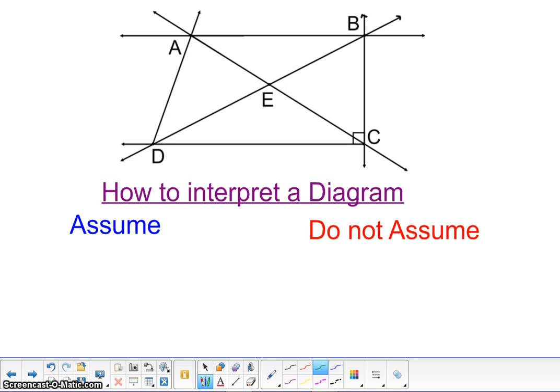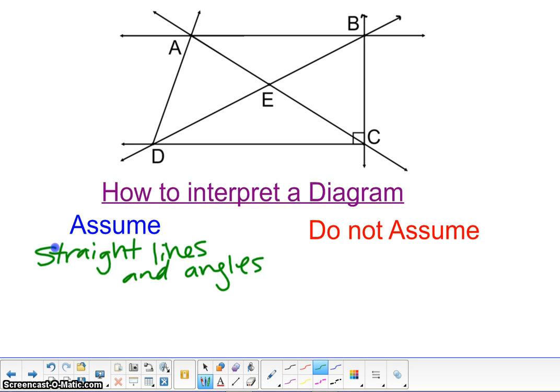The last part of this lesson is all about how to interpret a diagram. There are things that you can assume from a picture, and there's things that you cannot assume. And you're going to have lots of pictures in your whole year of geometry. Anyway, what you can assume is that if a line looks straight, it is indeed straight. Same with an angle. If it looks like a straight angle, it is a straight angle.